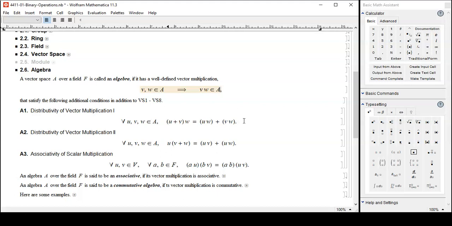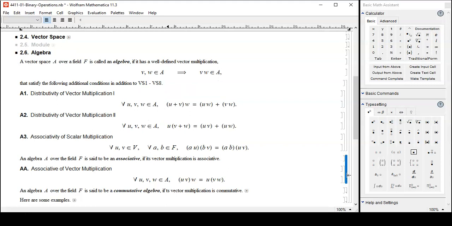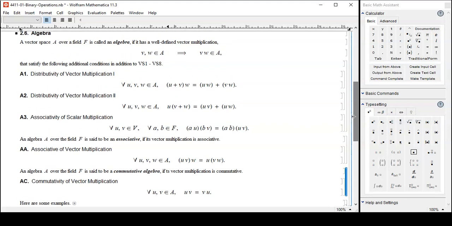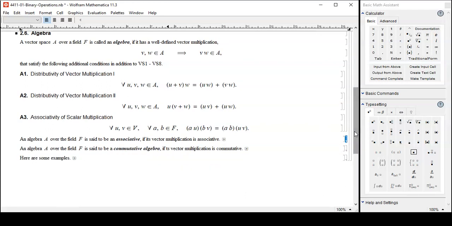So, if this vector multiplication is associative, then we say this algebra is an associative algebra. But in general, algebra need not be associative. An algebra is called commutative if the vector multiplication is commutative. In general, they do not have to be commutative.